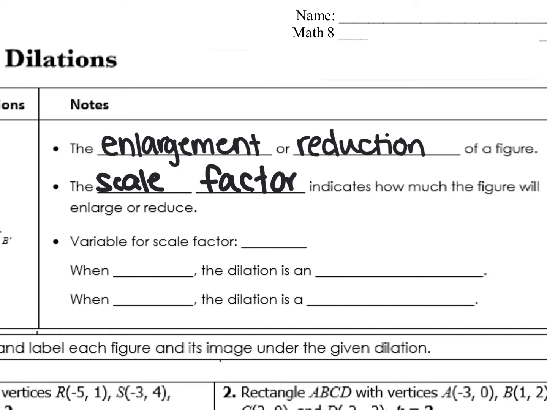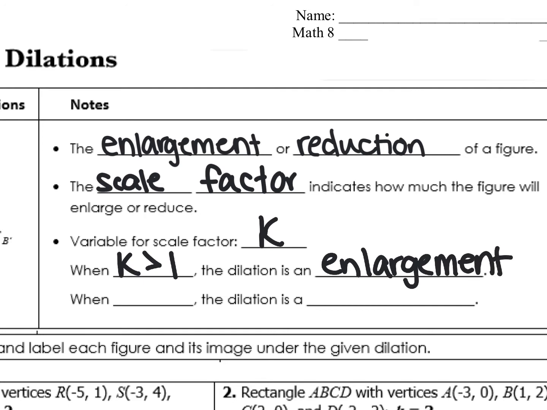The variable that we use for the scale factor is k, and if k is bigger than 1, something like 2 or even 1.5 or 3, the dilation is an enlargement. And then if k is less than 1, like a half or 2/3, the dilation is a reduction. The shape will get smaller.